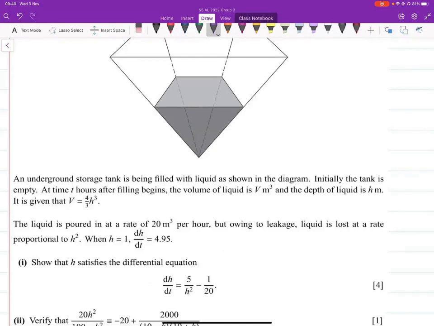An underground storage tank is being filled with liquid as shown in the diagram. Initially, the tank is empty. So why are you told that? You're basically being told that when time is 0, the volume of water inside the tank is 0. At time t hours after filling begins, the volume of the liquid is V and the depth of liquid is h meters. So we've got some variables here, V, h, and t. It is given that V equals 4 over 3 h cubed. So volume का उसने formula दिया हुआ है.